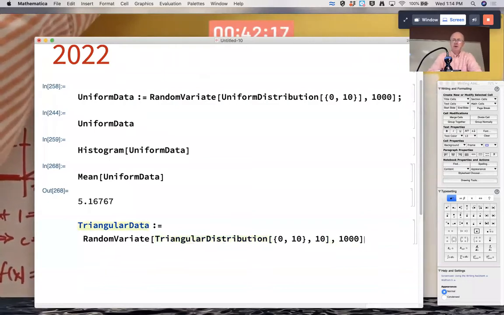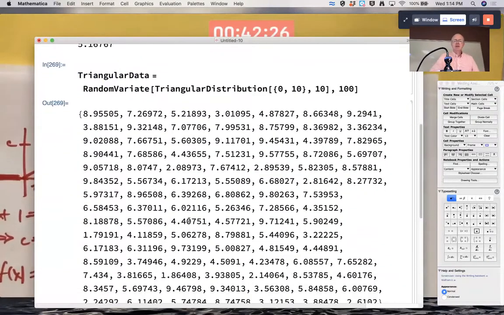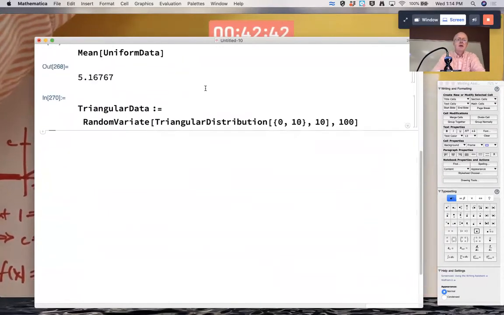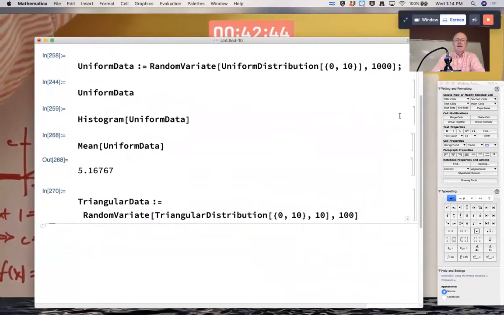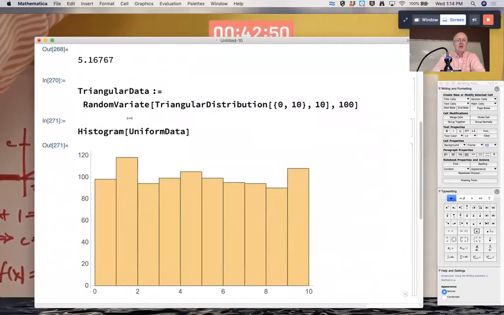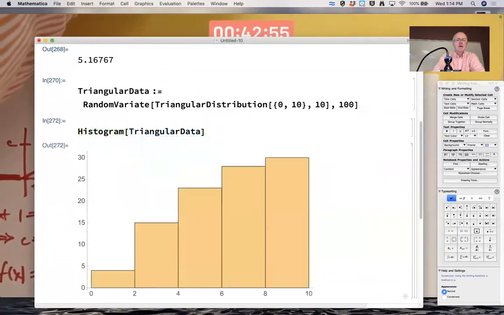Let's just do 100 data points first, and let's try to see the data points. So I will get rid of the colon here. There's 100 simulated data points. And if you glance over it, yeah, most of the numbers are 5, 6, 7, 8, 9. Very few that are 0, 1, 2, 3. If I make a histogram, not uniform data, but triangular data, it looks like a triangle.